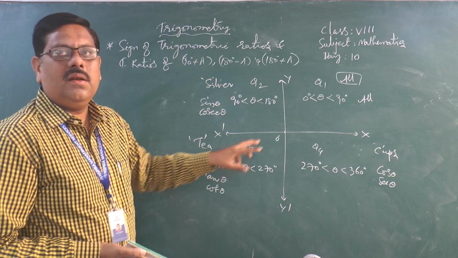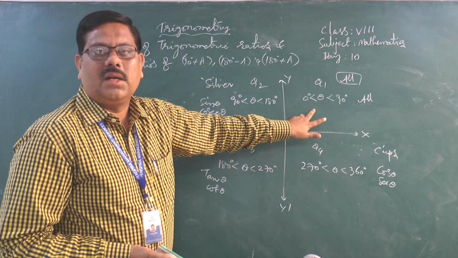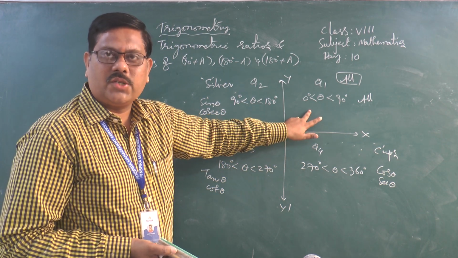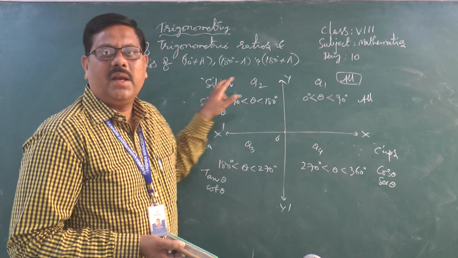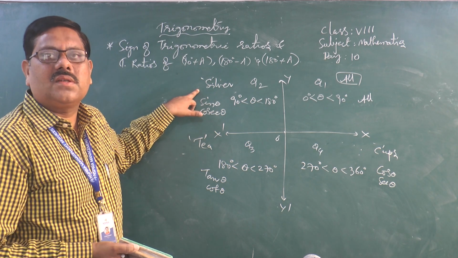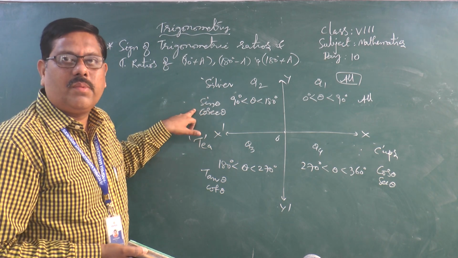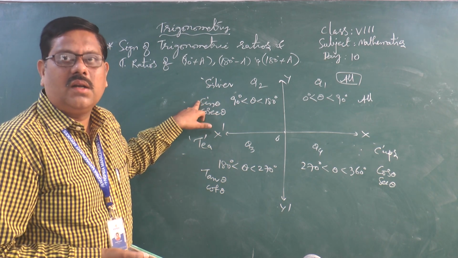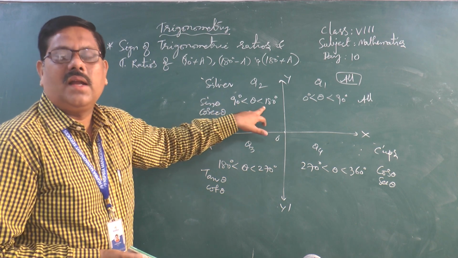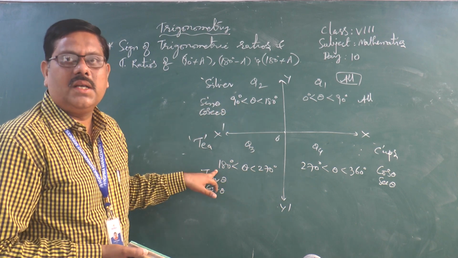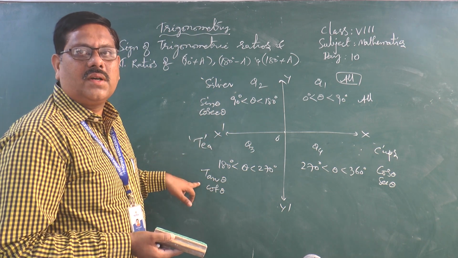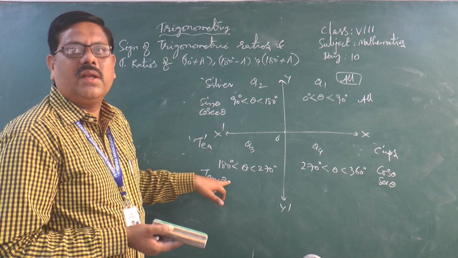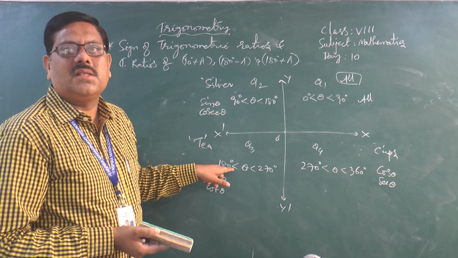I revise once again. If theta is in the first quadrant, that is, if theta is an acute angle, all trigonometric ratios are positive. That is why I am calling it all, to remember it easily. Next we have silver. S stands for sine. Sine theta and cosecant theta are positive if theta is in the second quadrant, which means theta lies between 90 degrees and 180 degrees. The third is quadrant 3. T stands for tan and cot. Tan theta and cot theta are positive, where theta is an angle between 180 degrees and 270 degrees.